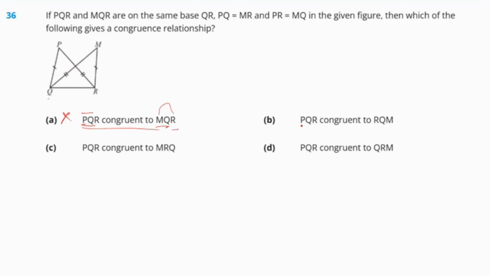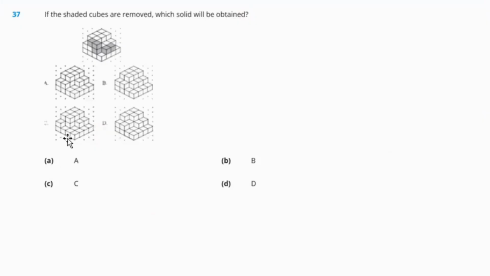Here, if we go with this option, PQ should equal RQ, but PQ is equal to MQ only. So that is not correct. That is also wrong. If we go with the third option, that PQ is equal to MR. Here in the question, PQ is equal to MR. Yes, that is correct. PR is equal to MQ. PR is equal to MQ. That is also correct. So option C is the correct option.